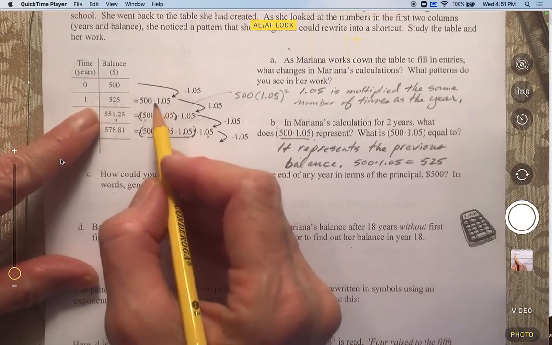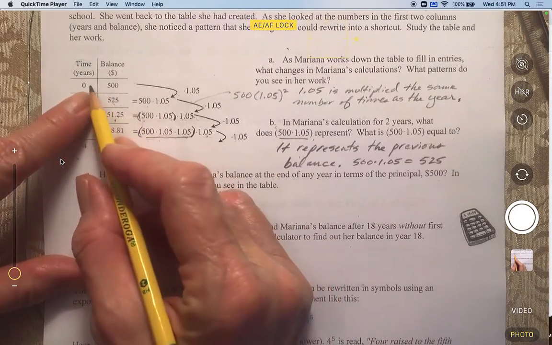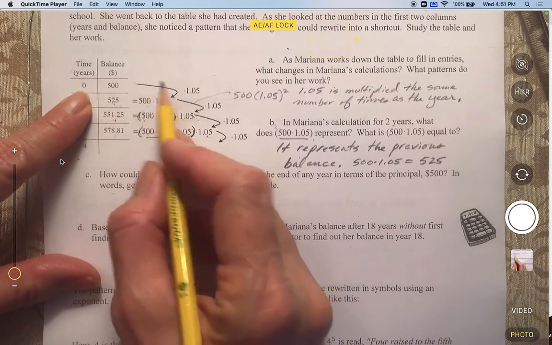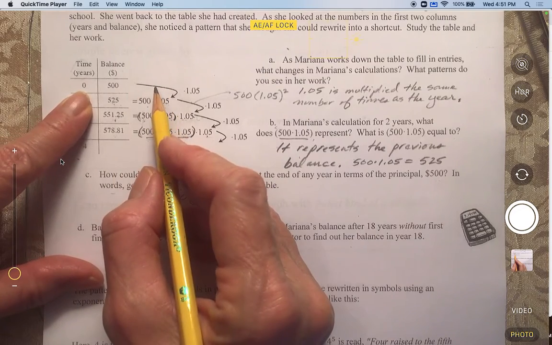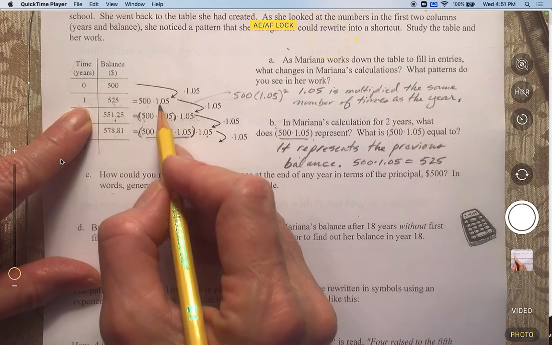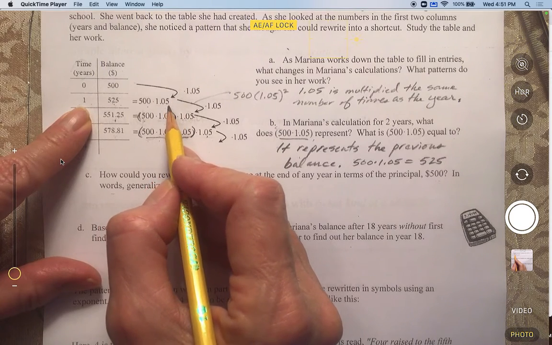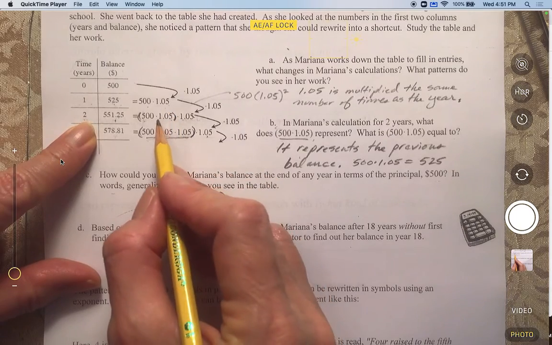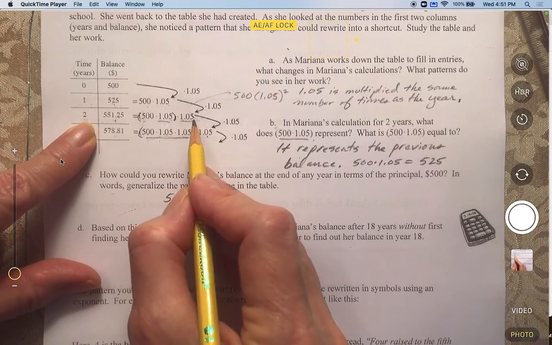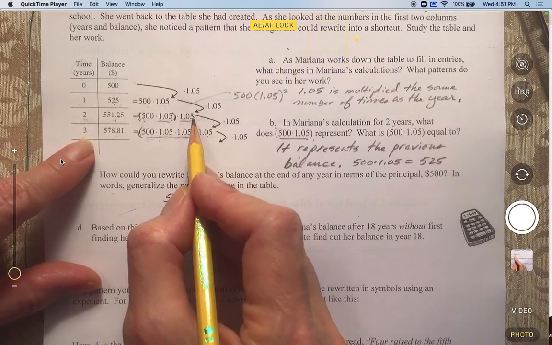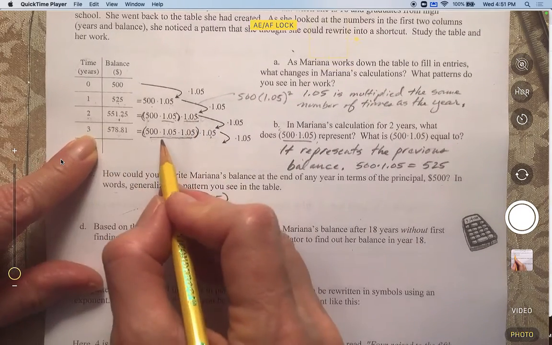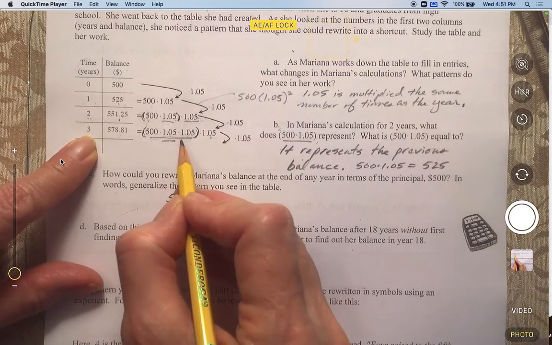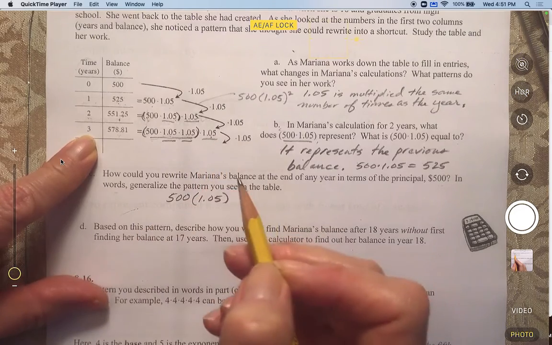Well, since we've noticed that here, when we had 0 years, there were 0 times that 1.05 was being multiplied. And when we got to the first year, we noticed it was being multiplied only once. And when we got to the second year, we noticed it was being multiplied twice. And when we got to the third year, we noticed it was being multiplied 1, 2, 3 times.